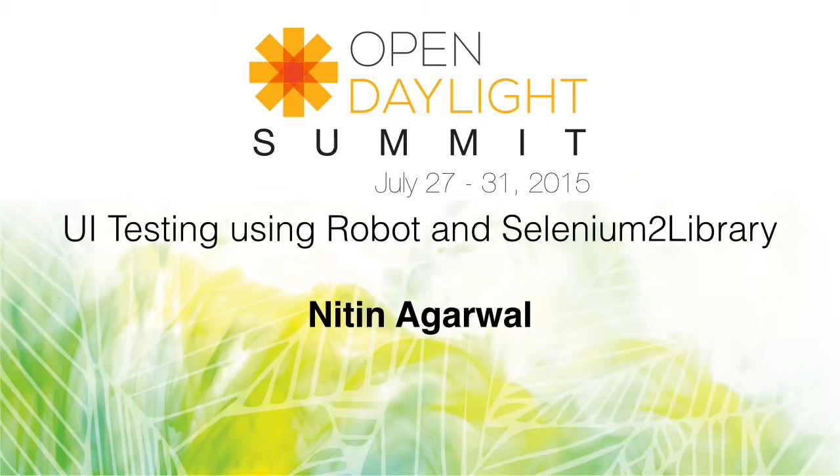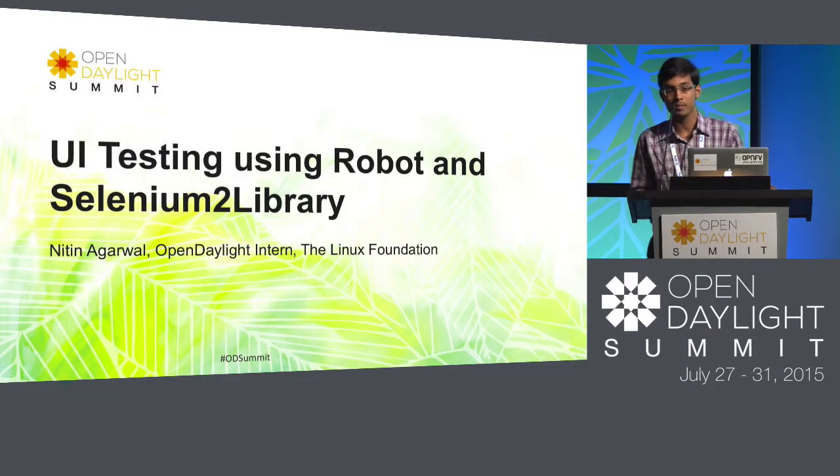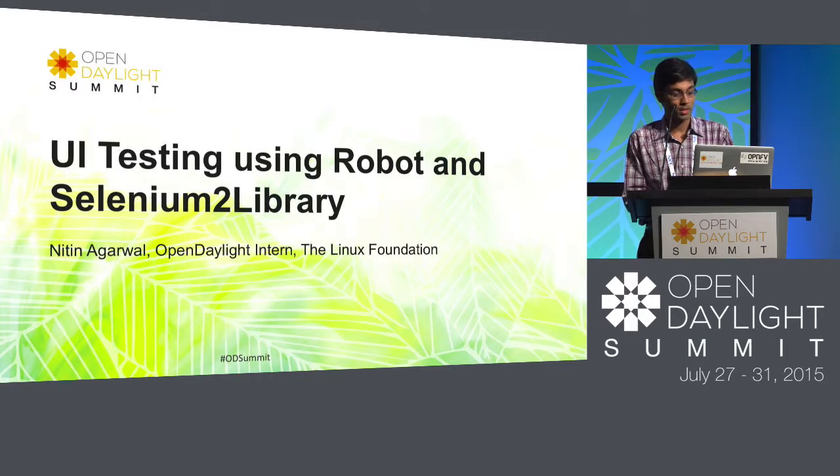Good morning, everyone. Basically, we are here to discuss UI testing using Robot and Selenium2Library. Currently in the Lithium version, we don't have any test that shows whether the Deluxe and the Wang UI modules are up or not. So this is just to create tests using Robot and Selenium2Library, first to check whether the topology is up or not, or whether the Wang UI modules are up or not.